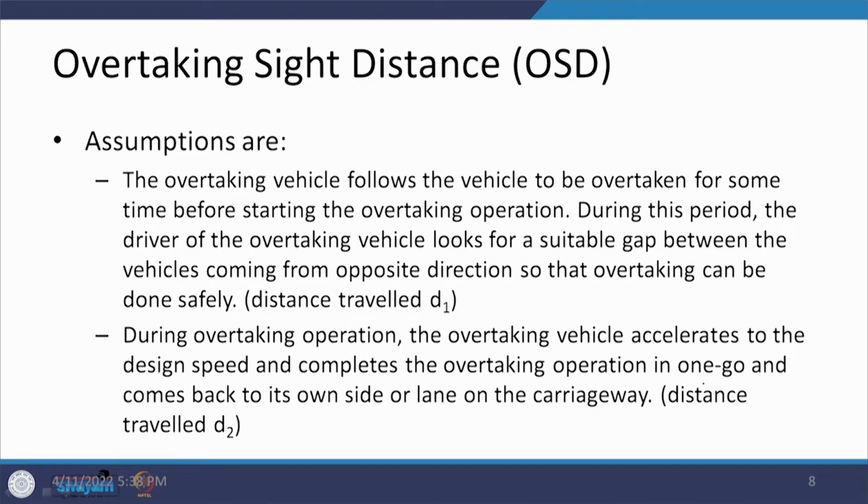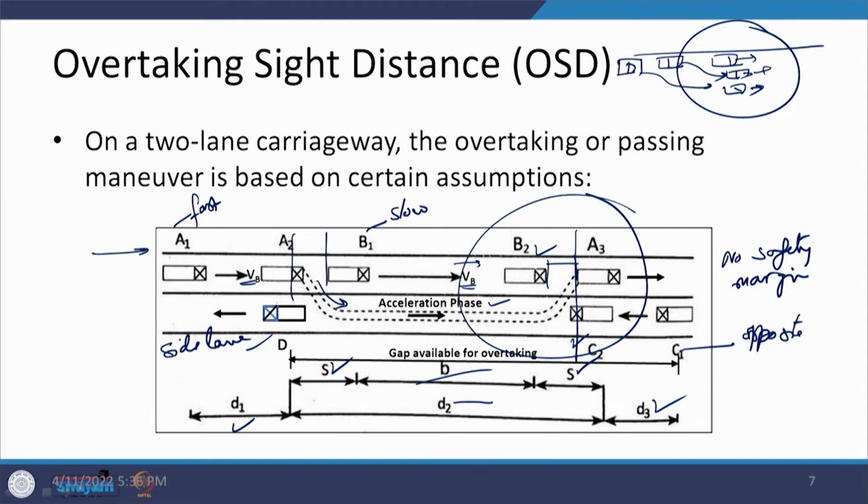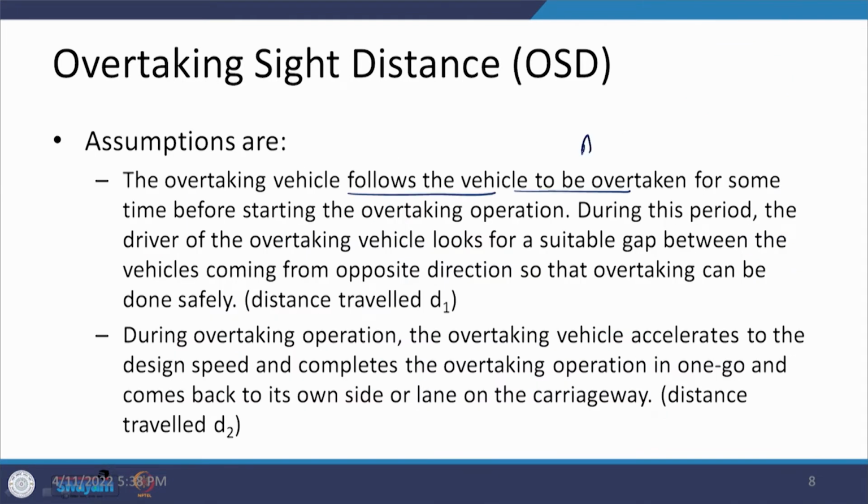Now, let us look at the assumptions we are talking about. I have already enumerated certain things; we are going to look at those again in this slide. The very first thing is that the overtaking vehicle follows the vehicle to be overtaken. So, as you have seen, it is moving from A1 to A2.